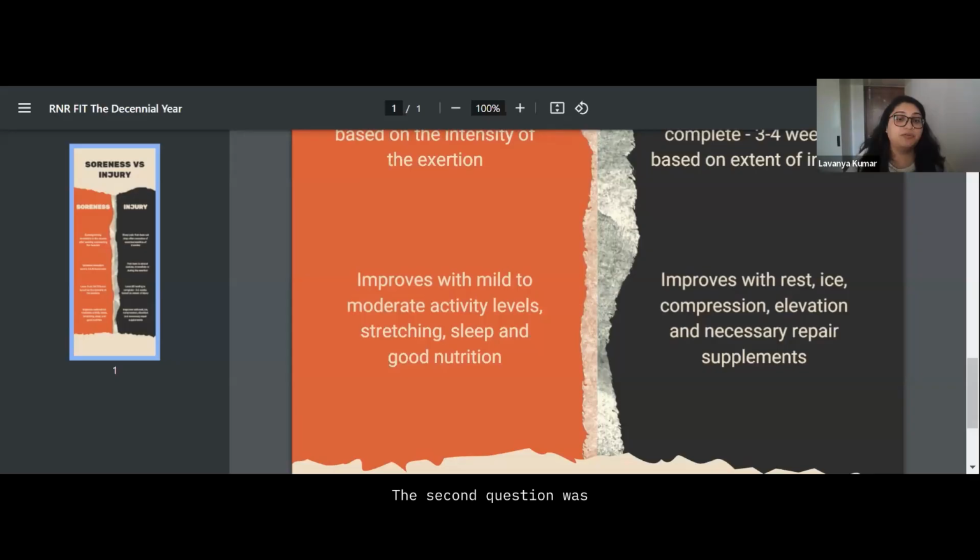I hope that answers your question. The second question was, my daughter had a neck spasm 2 months ago. Still, sometimes she complains after a gymnastics session. Please suggest what to do.